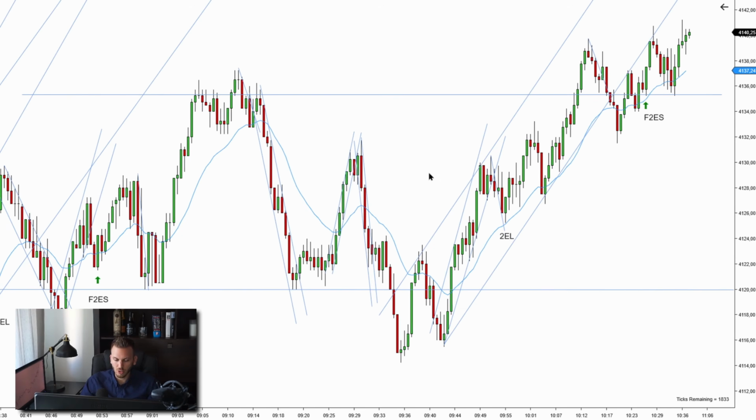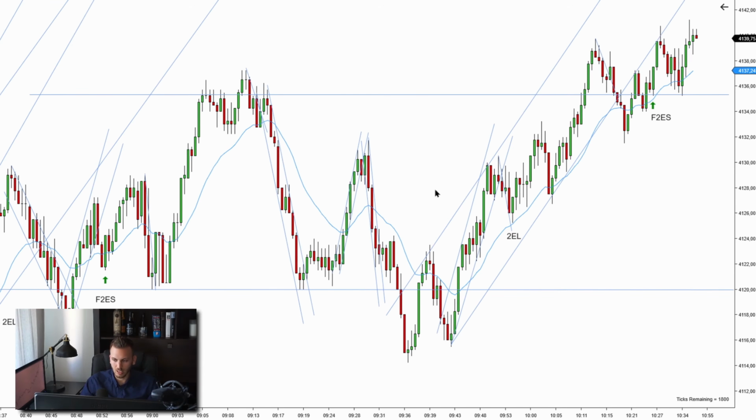I'm not looking for trades on every single candle. That's not the point. I'm watching price action develop in front of me. If I see a good enough setup for me to take that I'm interested in, that's where I start paying attention.